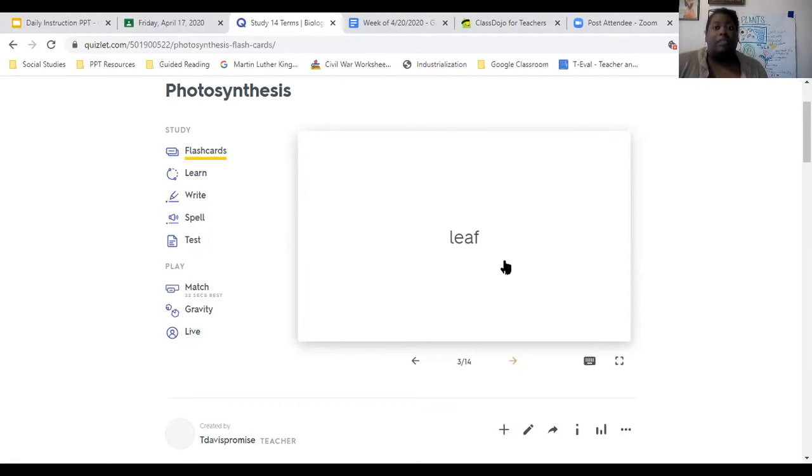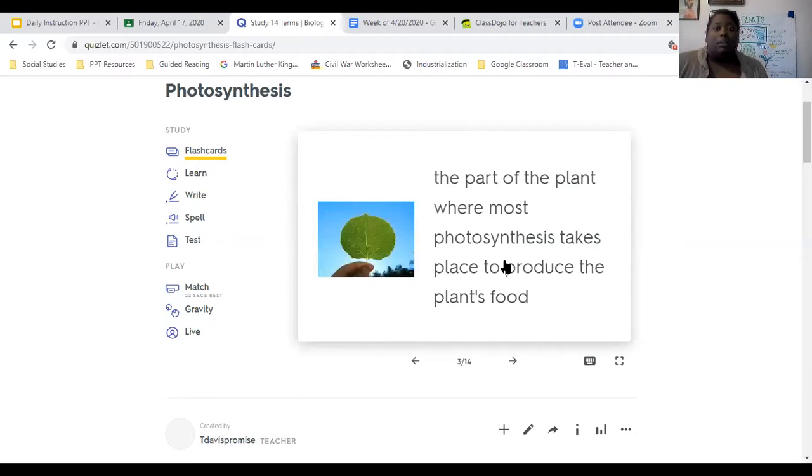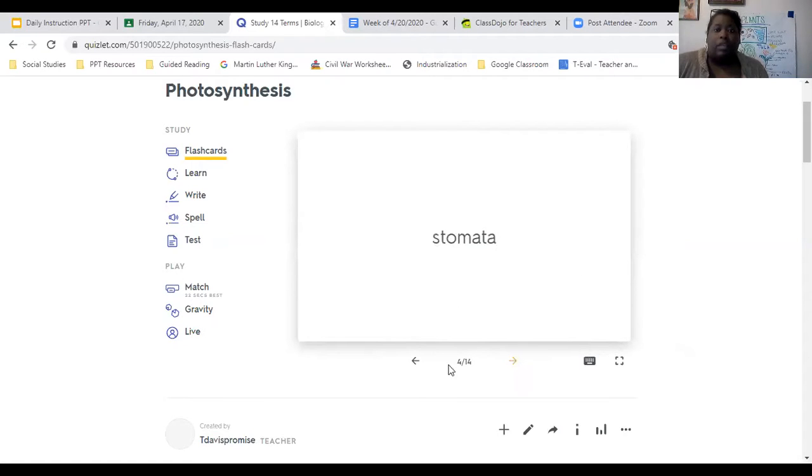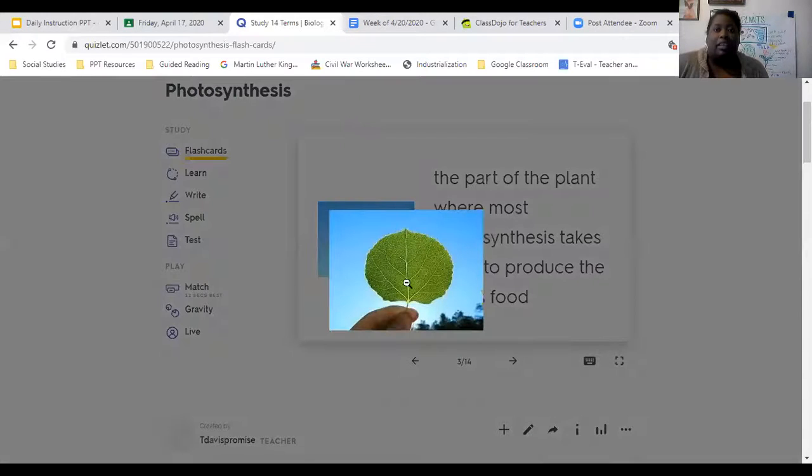Leaf is the part of the plant where most photosynthesis takes place to produce the plant's food. Oh, and then I like this because you could actually see those veins that we were just talking about. So these are the veins in the plant. A lot of people just said they're squiggly lines, but they're actually the veins of the plant. And this is how the water and the minerals and also sometimes the glucose gets through the plant.